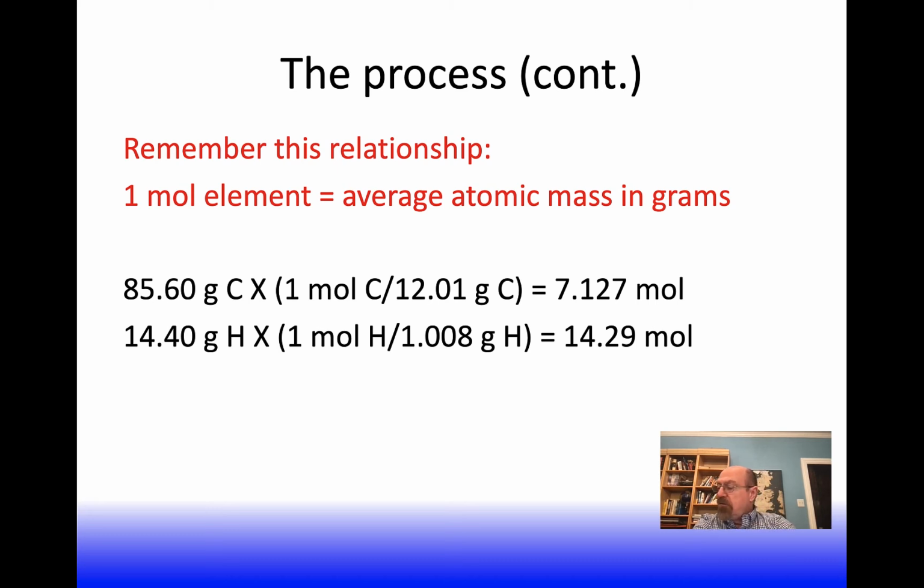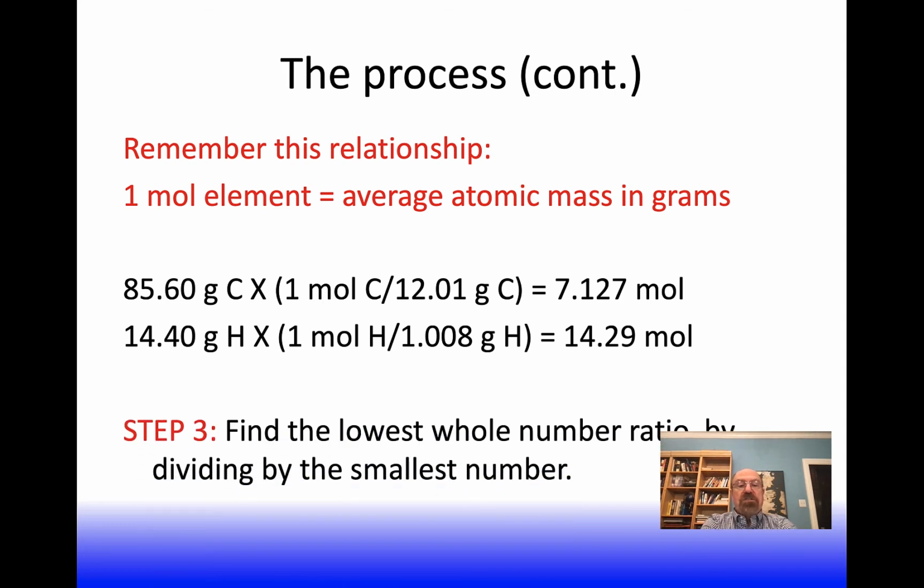So this is basically step 2, where it says convert grams to moles using the average atomic mass. So fill in 7.127 moles where it says moles carbon on your sheet and 14.29 moles where it says moles hydrogen on your sheet. Now, we're still not there yet. We have more work to do, all right? Because this is not going to be the right ratio yet. The third step is to find the lowest whole number ratio of the different amounts of moles to each other. What we're trying to get to is whole numbers.